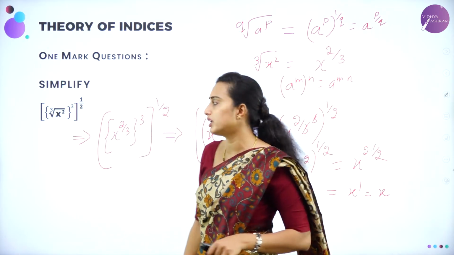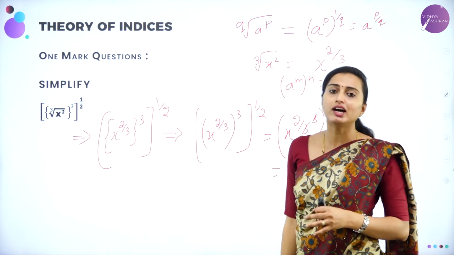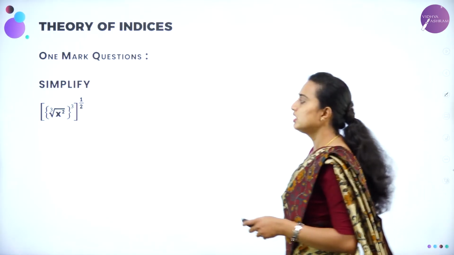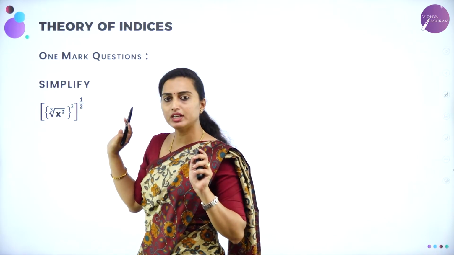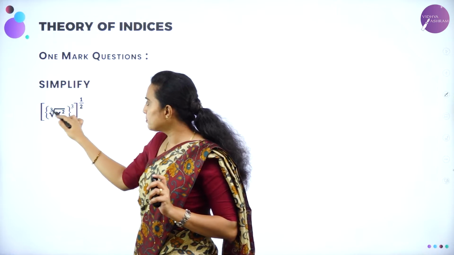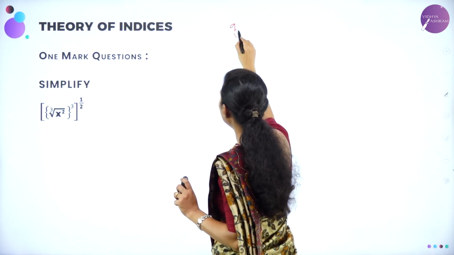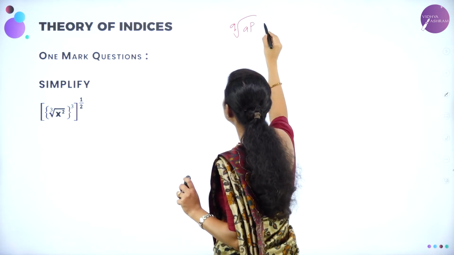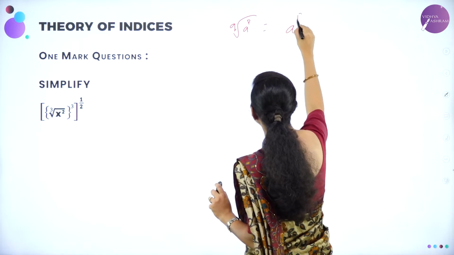Still, in another way we can solve this problem. You can make a note of this one. I'm going to solve it in another way which will be much easier. See, we have the cube root of x squared. I am going to consider that x squared as it is, cube root of a power p. What is the cube root of a power p? It will be equal to a to the power of p by q.